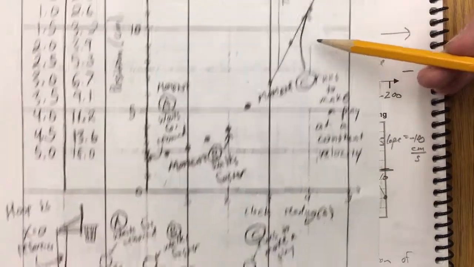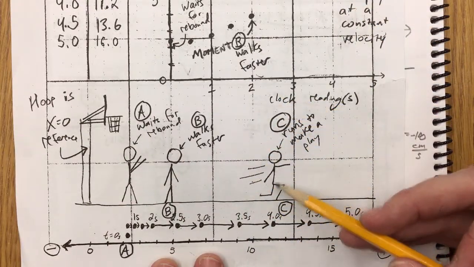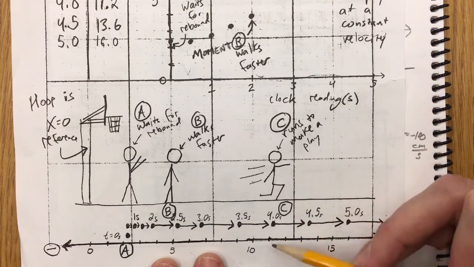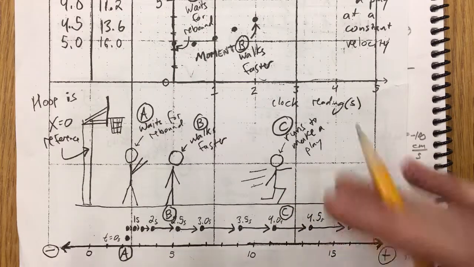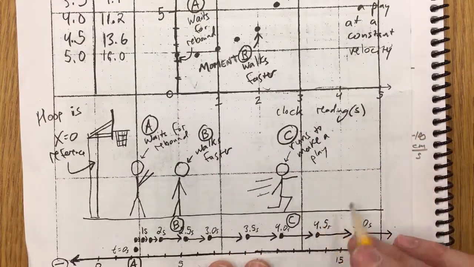centimeters. So I can check down here, I drew my picture for moment C above the dot that says 4.0 seconds, and I know that the position is at around 11 meters. So my picture actually matches up. I can see where this guy actually is at moment C.